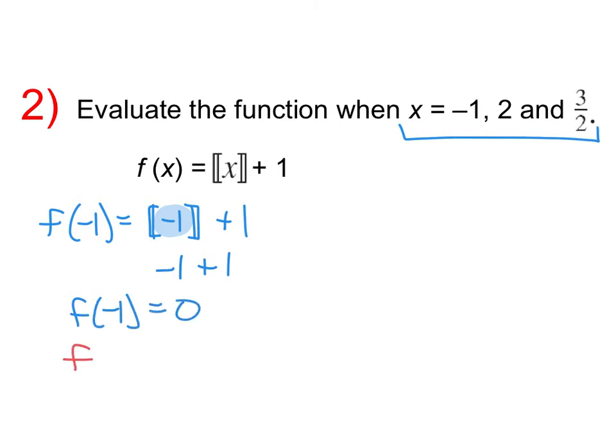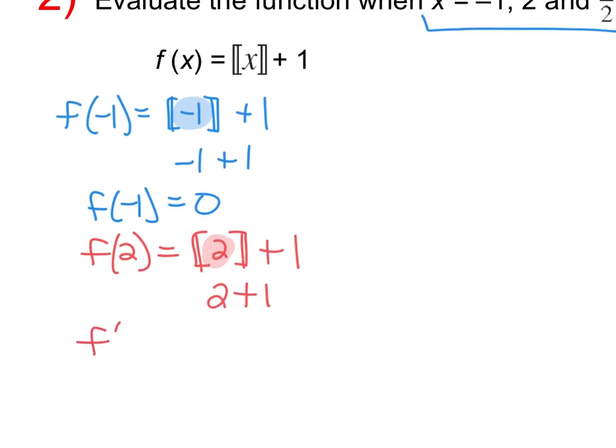And then if we did f of 2, same thing. When we take the greatest integer value of 2 and then add 1, since you already have a whole number here, that's going to stay. So this would be 2 plus 1. So f of 2 would be 3.